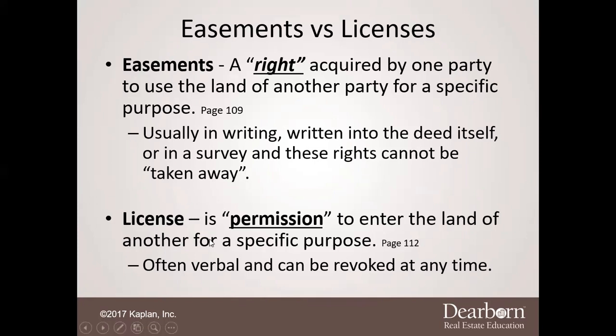A license, on the other hand, is permission, like your driver's license gives you permission to drive. It's not a right. You don't have a right to drive. That's permission. So a license is permission to enter the land of another for a specific purpose, and often these things are verbal. They don't need to be in writing.